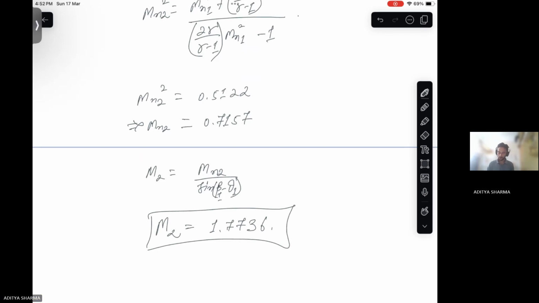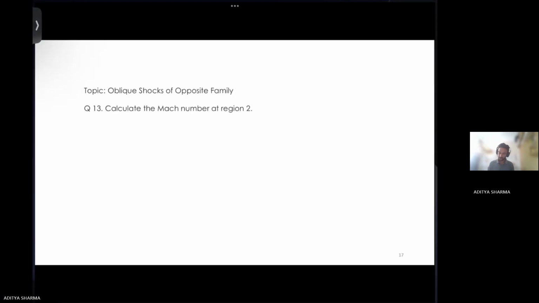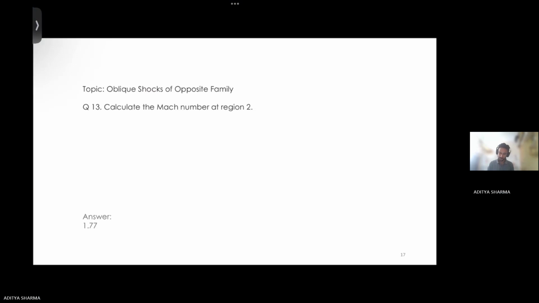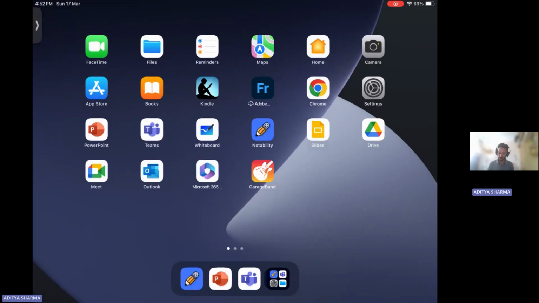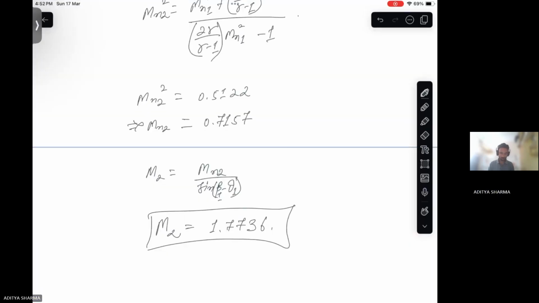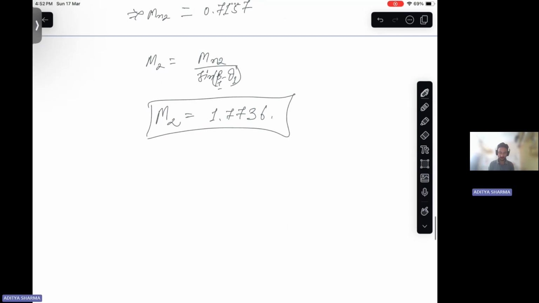Now, if you see the answer, it is 1.77. Now the next question says calculate the Mach at region 3. So to calculate at 3, what we will do, we have M2, right? And then because we have theta as 12 degrees plus 6 degrees, right?